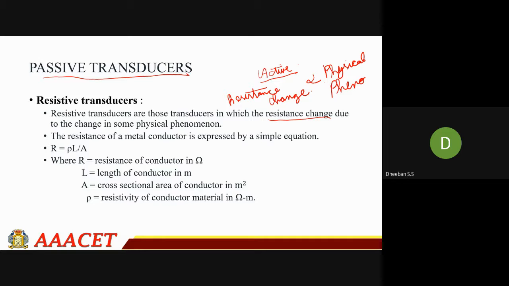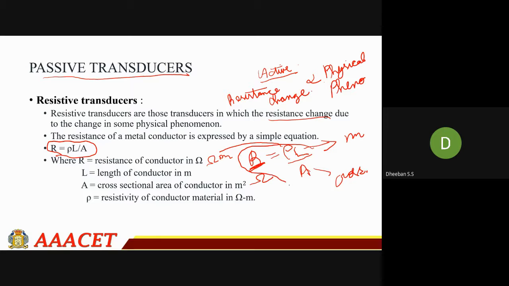The resistance of a metal conductor is generally expressed by this equation, which you might have already studied. R equals rho L by A. Here R is the resistance expressed in ohm, L is the length of the conductor in meter, rho is the resistivity expressed in ohm meter, and A is the cross sectional area. So this is the governing equation that involves resistance change.